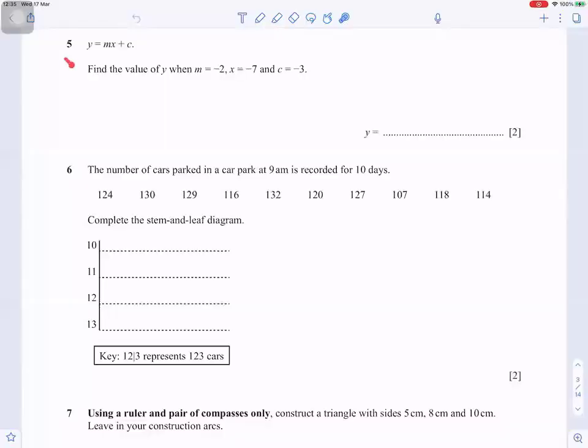That's question number 5, question 6, question 7. You can press pause and have a go. And when you're ready to come back, you press play again.